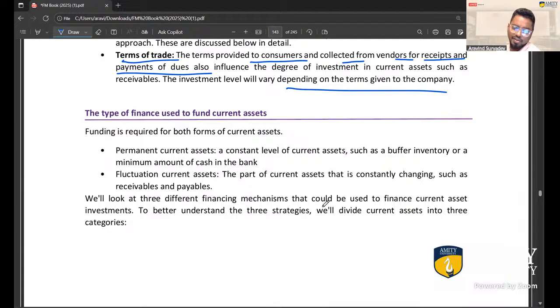Now, the funding is required for both forms of current assets. And what are these two forms of current assets? Well, there are permanent current assets and fluctuating current assets. What does this even mean? The whole idea of current assets was that they keep fluctuating every 12 months, right? So, what does this mean?